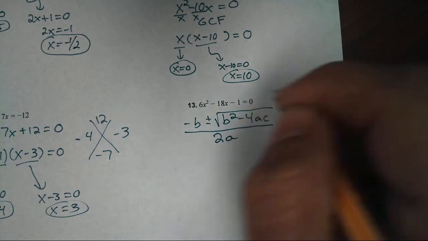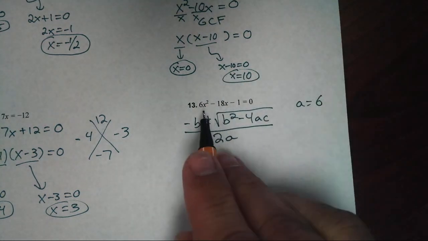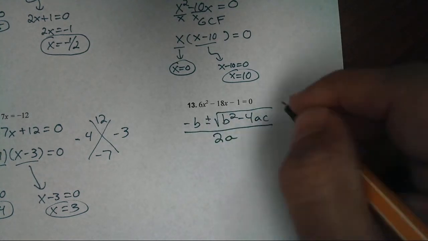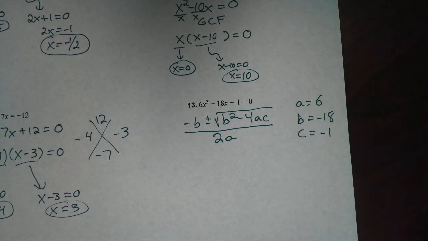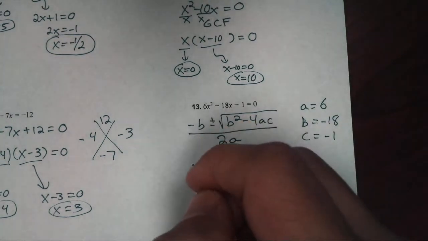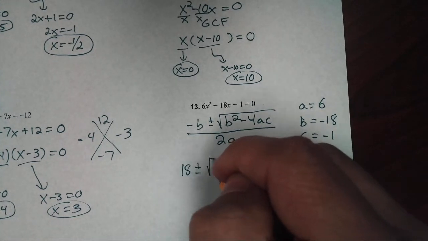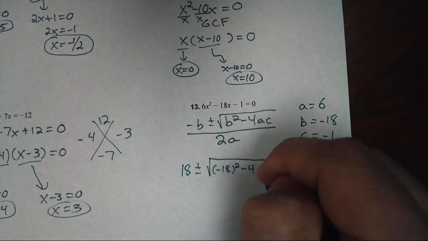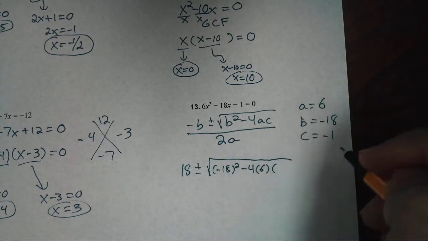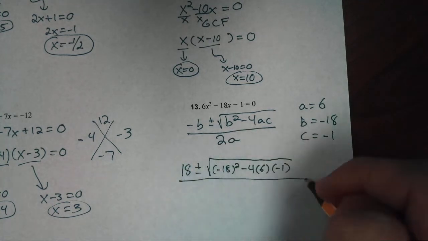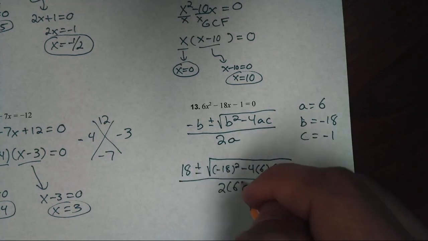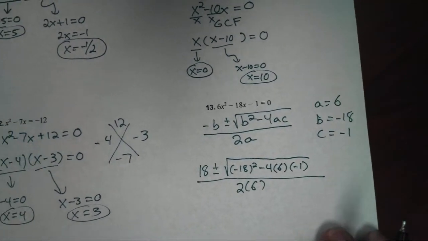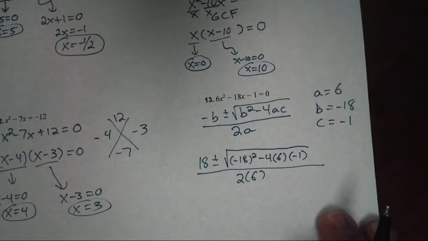So a is equal to 6. That's our first number in front of x squared. Our second number in front of x is our b value, so negative 18. And our c value is negative 1. So here we go. So negative b, so it's going to be 18 plus minus square root b squared. So that's going to be negative 18 squared minus 4 times a, which is 6, times c, which is negative 1, all over 2 times a, which is 6. And so yes, I know this is in the non-calculator, and so yes, you're going to have to do a little bit of 4th grade double-digit multiplication to get your answers.